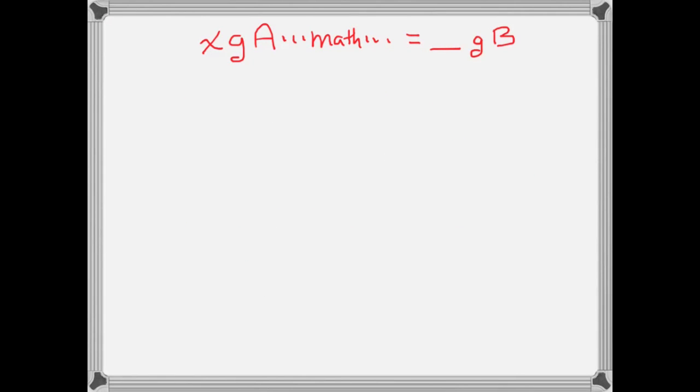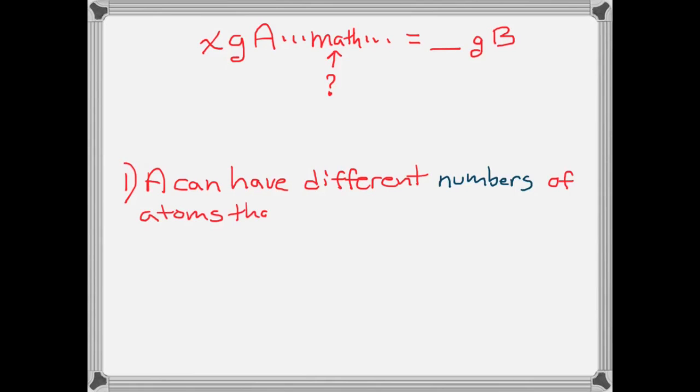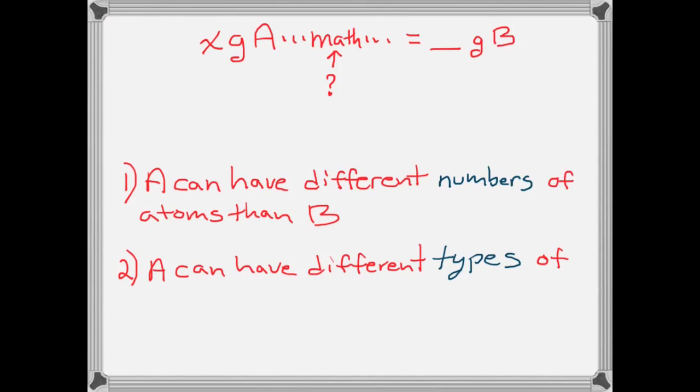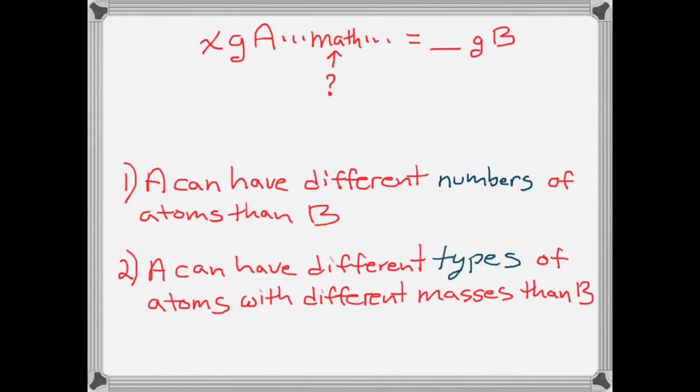Before we get into this, you might wonder, why do we have to do this math in the first place? Can't the number of grams of A be equal to the number of grams of B? Well, probably not, for two reasons. One is that the material A could have a different number of atoms than material B, and it's also possible that material A could have different types of atoms than material B, and those different atoms actually have different masses as well. So for sure there's going to be some work involved here.